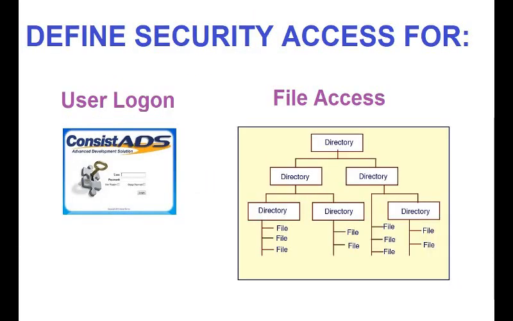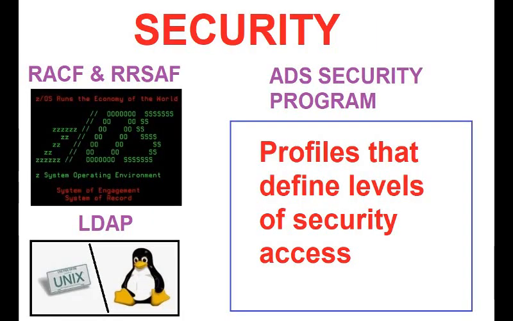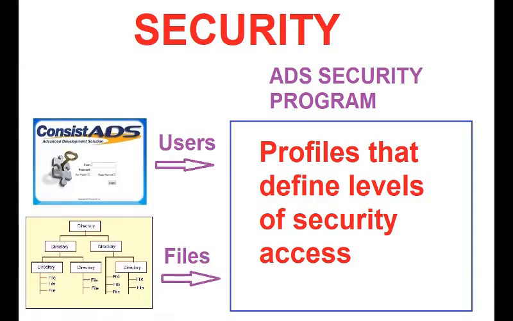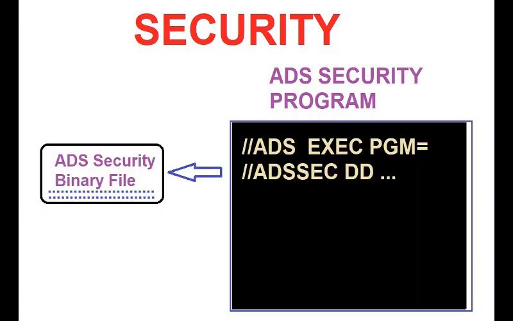It's important to define logon and file access security values for the environment. In addition to the standard security facilities such as RACF and RRSAF on z/OS and LDAP on Linux/Unix, ADS has a security program you can use to create profiles that define levels of security access. By associating users and files with these profiles, you can configure with precision who can access what files, both during online and batch applications. On z/OS, the ADS security program creates a binary file that is referred to by the ADSSEC DD card and is loaded by the ADS runtime at startup.